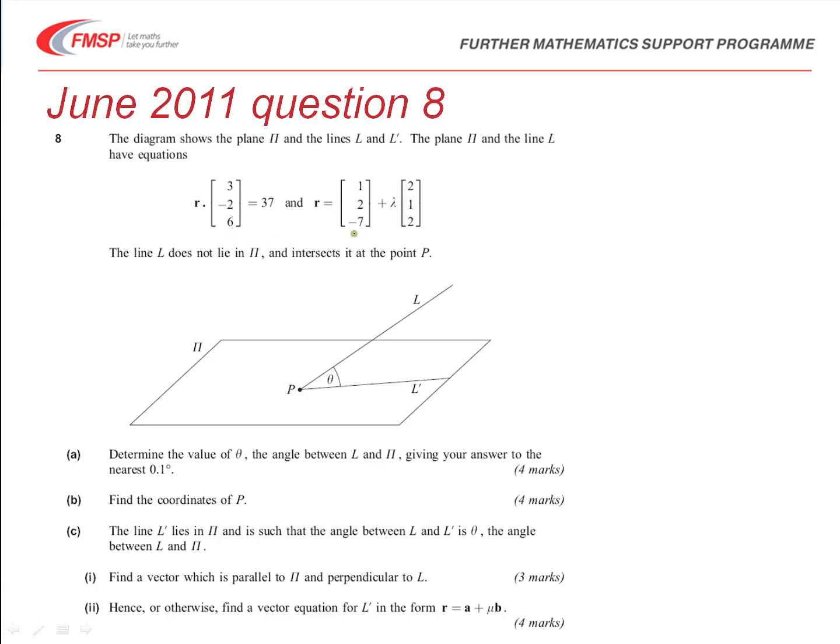And here we've got the standard form of a vector equation of a line as a plus lambda d, where a, the vector 1, 2, negative 7, is a point on the line, and 2, 1, 2 is the direction vector of the line. And if you read through the rest of this question, you can see we've been asked to do various things related to this line and a plane.